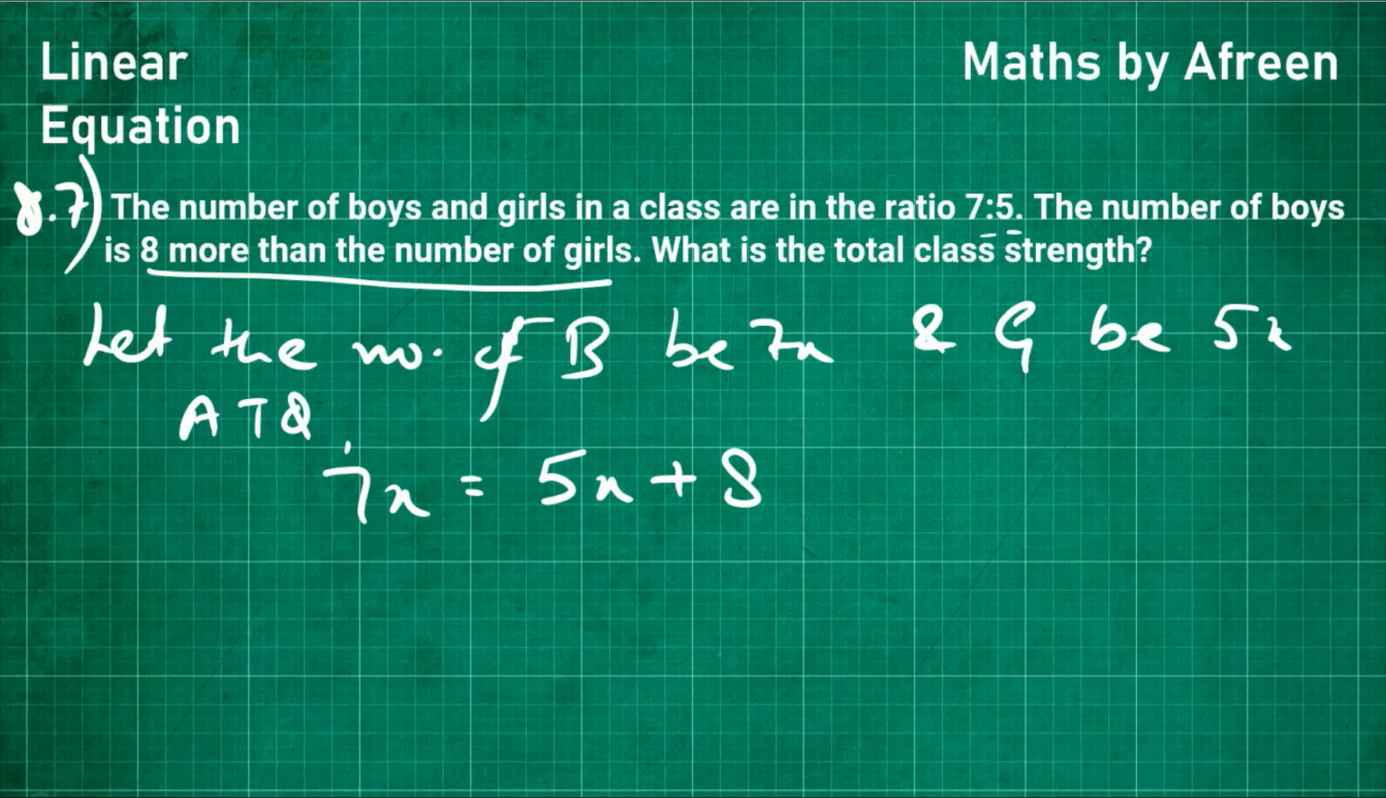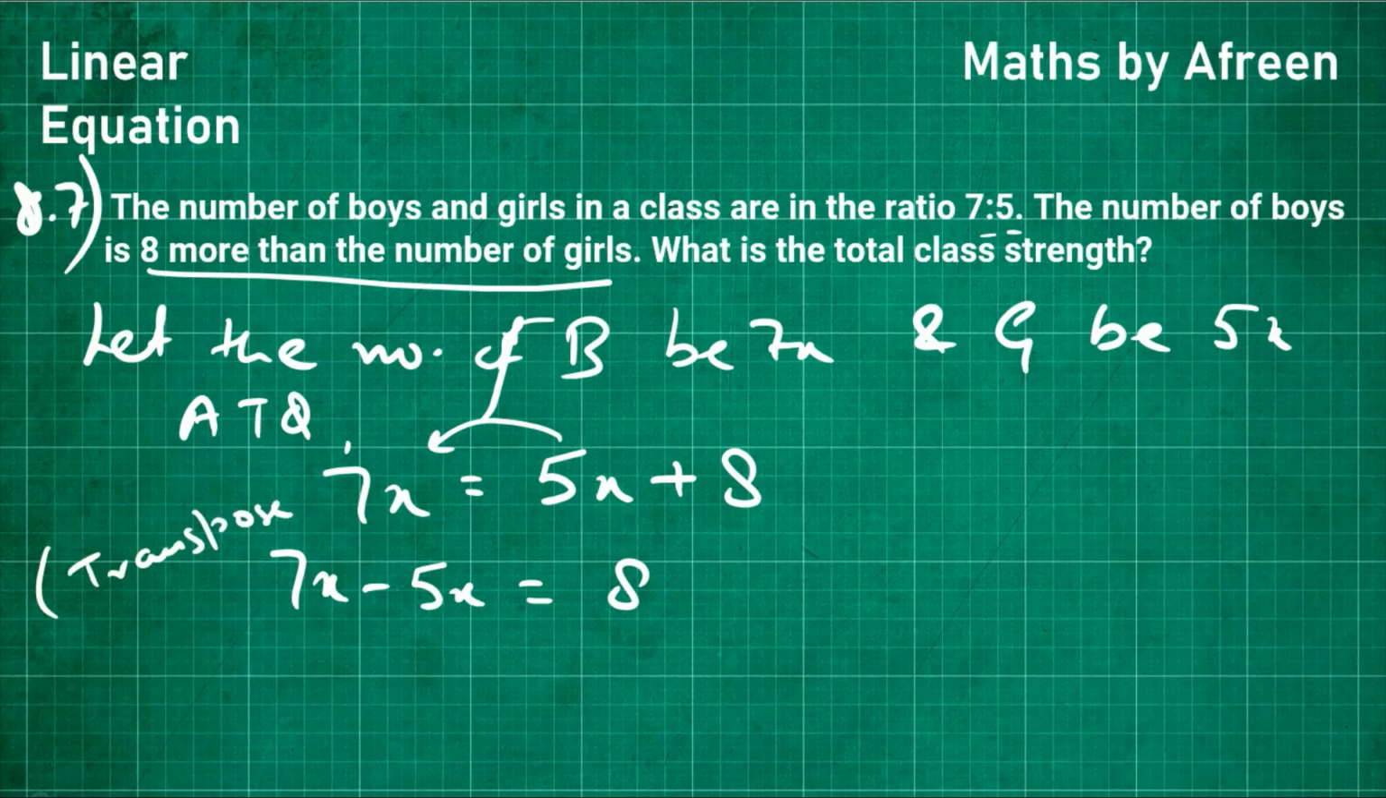Now we will solve it. Transpose this 5x from the right hand side to the left hand side. 7x minus 5x equals 8. Transpose 5x.